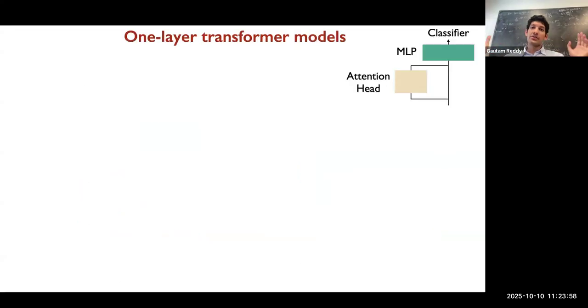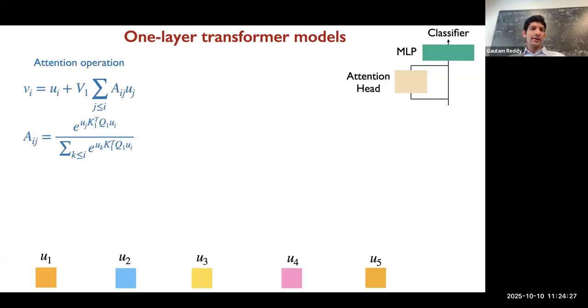Okay, so this is the actual tutorial part about transformers. I'm going to first describe a one-layer transformer, and I'm going to write down all the equations, which at least helps for me. I hope that helps for you as well. The way to think about a transformer, as I mentioned before, is that you're getting a sequence or a set of vectors. Here there's 5 vectors, U1 to U5.